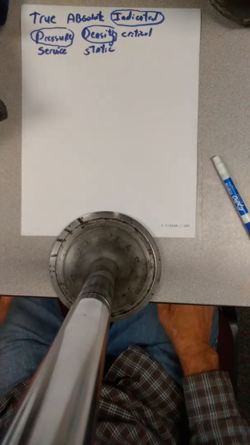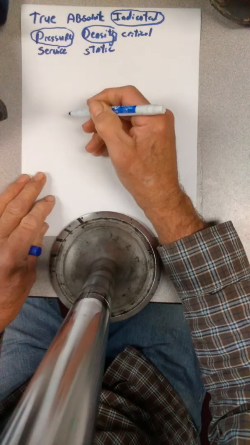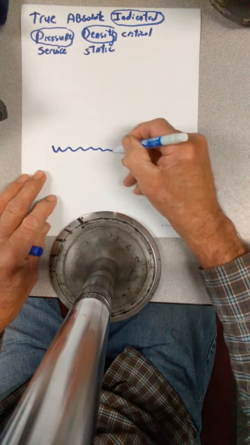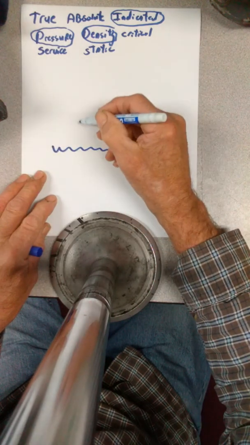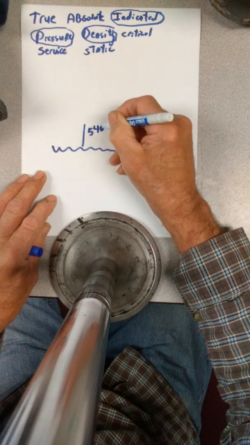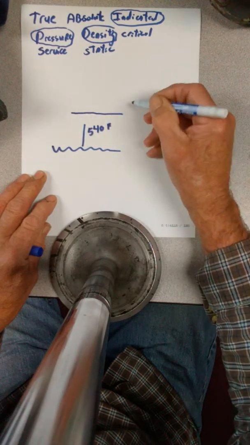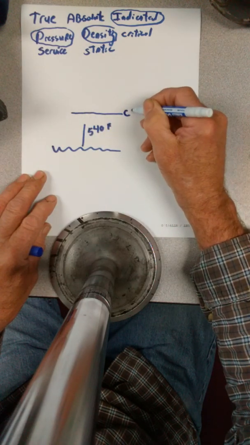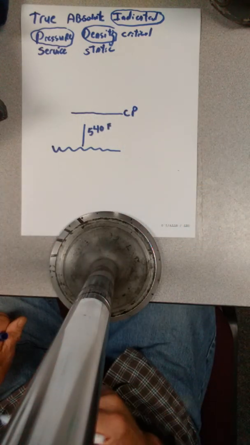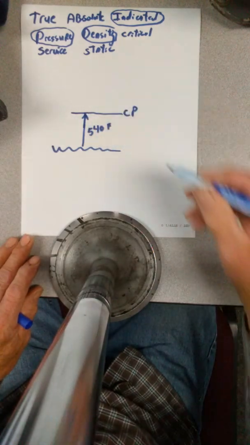In fact, let's diagram that out a little bit. So, indicated. Let's say down here is sea level, okay? And then let's go up here about 540 feet, and we've got good old Clover Park here. Clover Park, or the Pierce County Airport out here, is 540 feet above sea level.